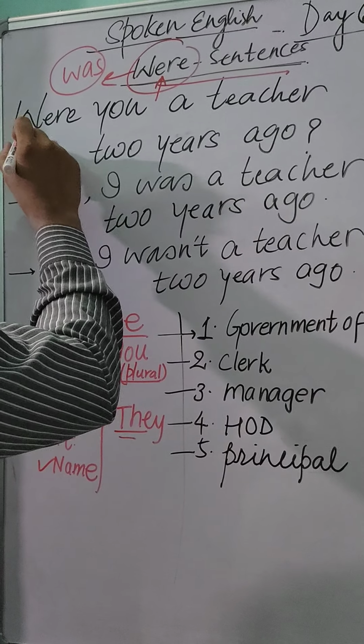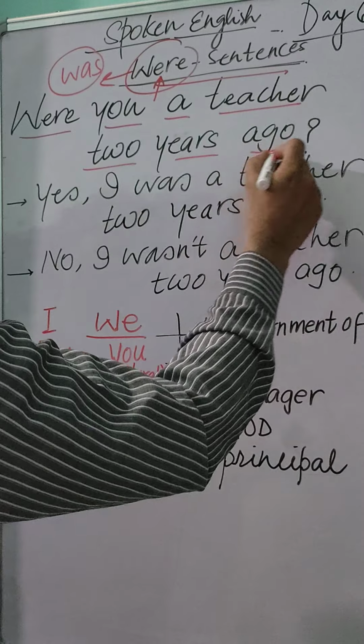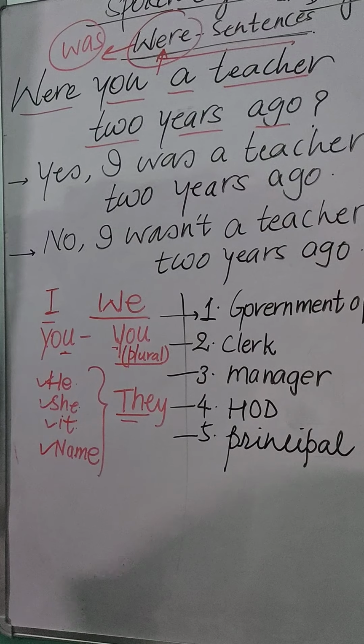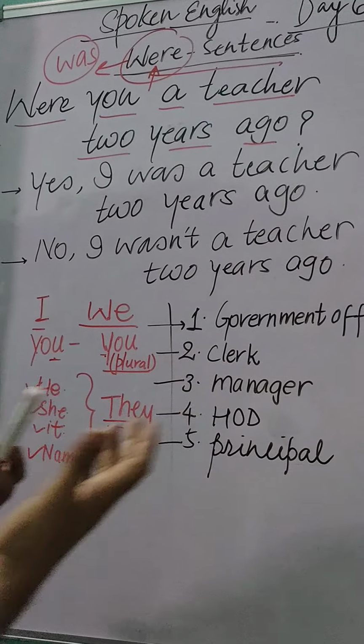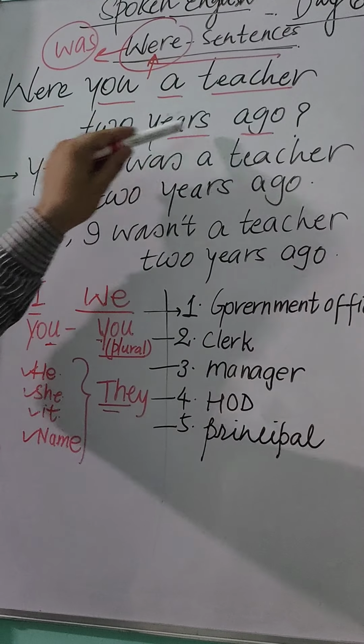And I'm reading the sentence. Were you a teacher 2 years ago? So, were you a teacher 2 years ago means क्या आप 2 साल पहले एक टीचर थे? And what you have to do, ask your friend to ask this question to you. He'll ask you this question. Were you a teacher 2 years ago?